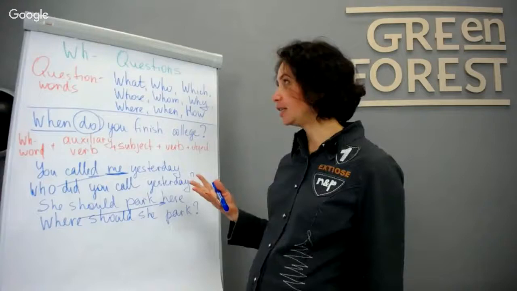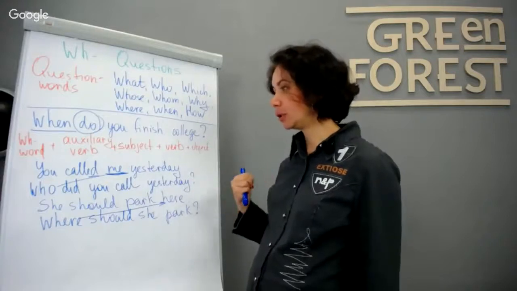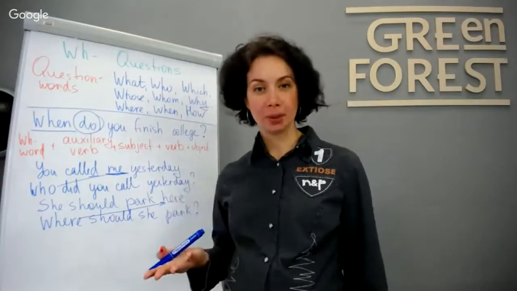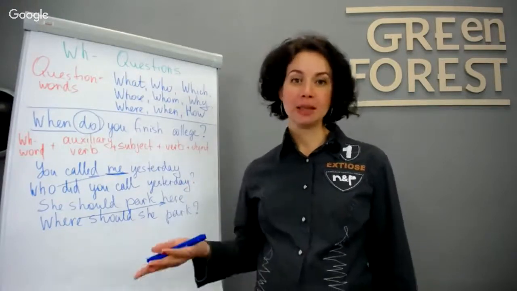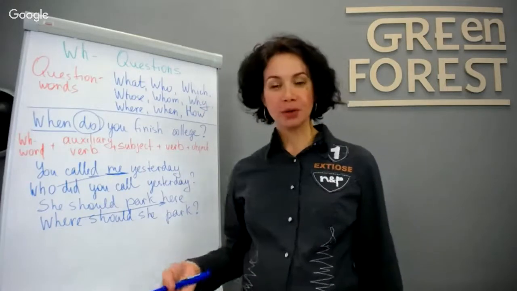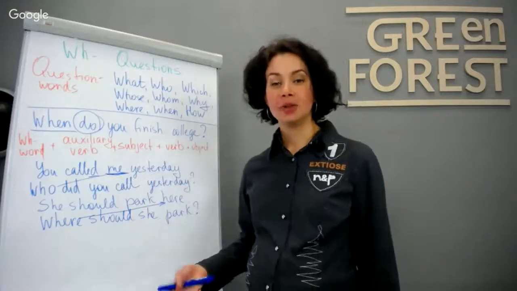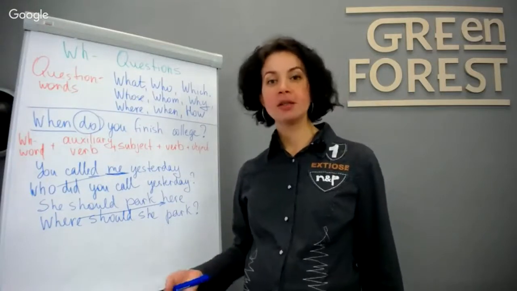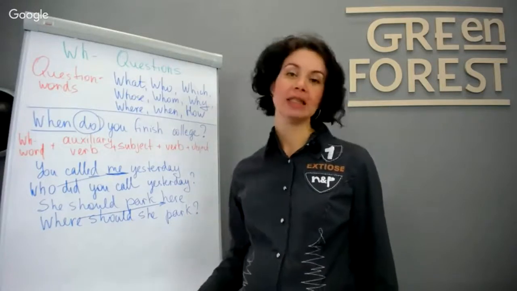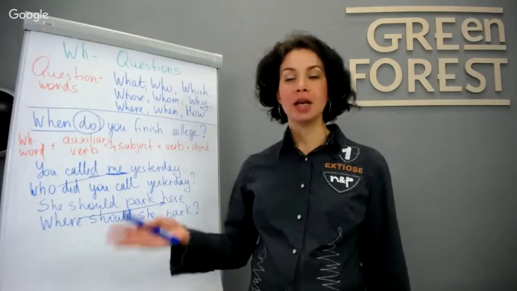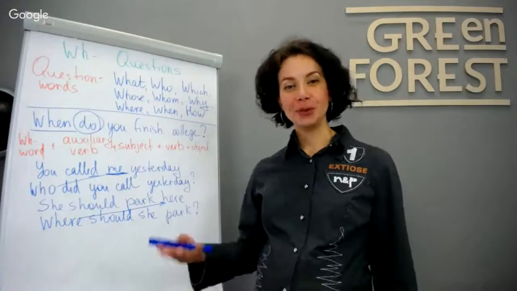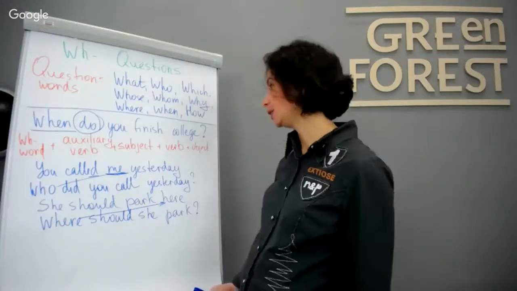So when you create a WH question, first of all, what you need to understand is in what tense you want to create the question. If you want to use present simple, then you need to use do, does. If you want to use present perfect, then you need to use have or has. If it's present continuous, that will be is, are, or am. Where are you going? Present continuous. Present perfect. What have you done? Present simple. Where do you live? And so on and so forth.